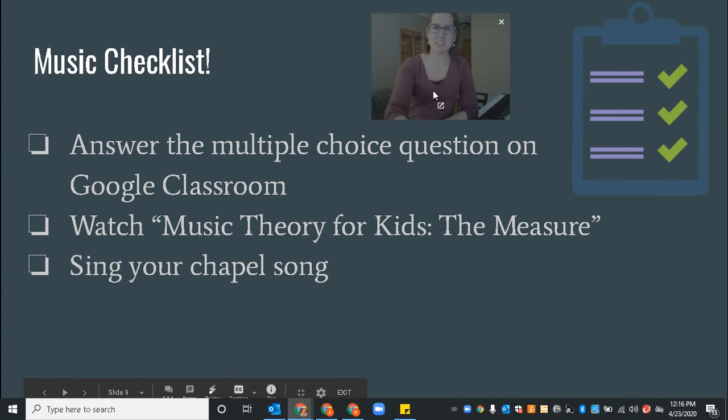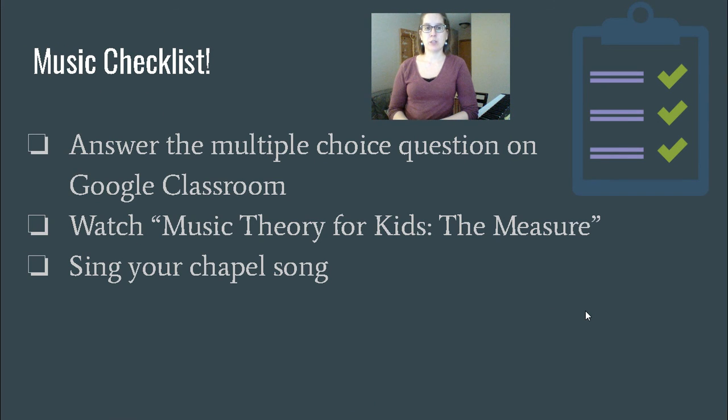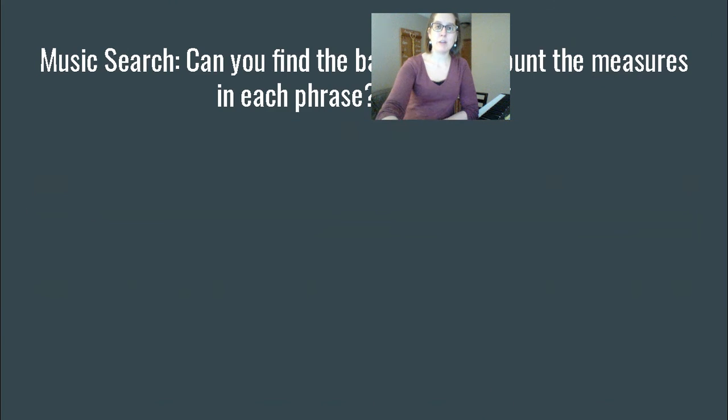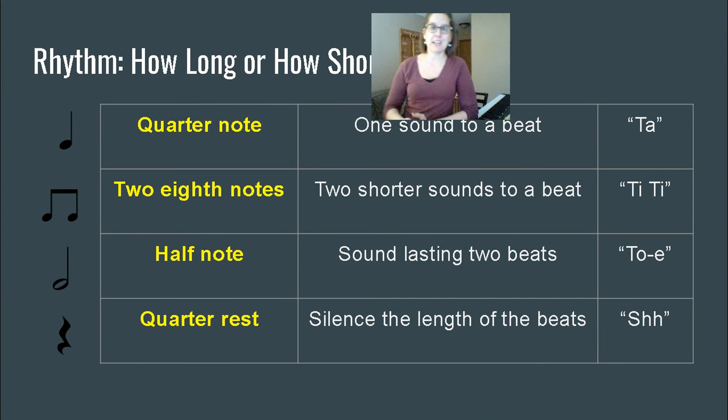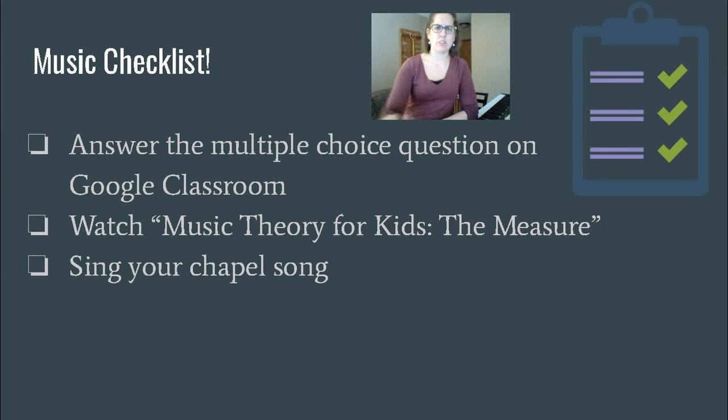Here is your music checklist for today. You have a very short multiple choice question on Google Classroom that talks about our rhythms. If you need help with that, you can go back in this video or you can go back to your PowerPoint and look at the slide about rhythms. There isn't a reason why you should be getting a multiple choice question wrong because you have your answer right here. So make sure you do that multiple choice question. Do your best to get it right the very first time.